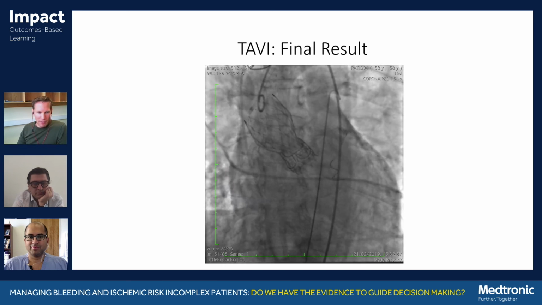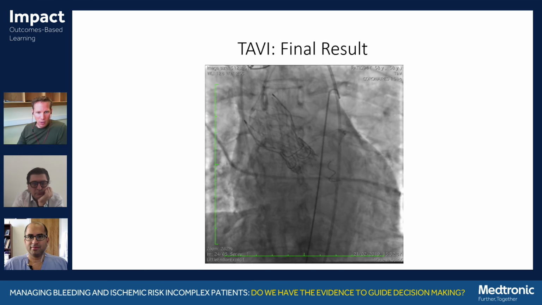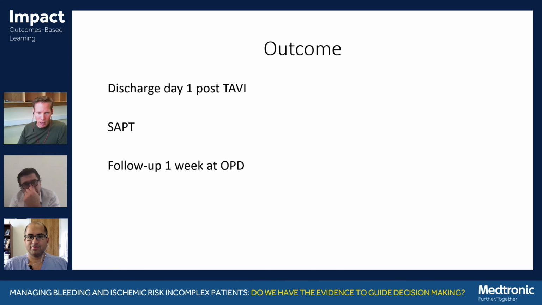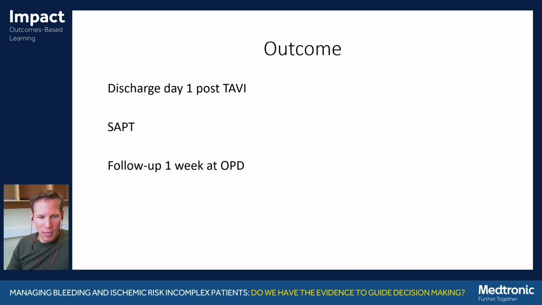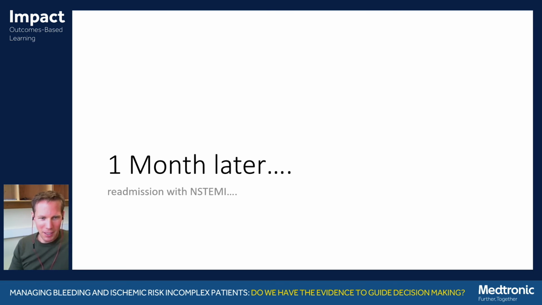So a couple of days after this, the patient had no further bleeding. Her hemoglobin was stable, and so we felt it was time to go home. We put her on a single antiplatelet agent, which was Plavix rather than aspirin, and we followed her up in the outpatients. And initially, she did pretty well. She certainly had no further bleeding episodes. But like most things in life, they don't always stay good. And she came back to us a month later with a low level troponin and some chest pains.